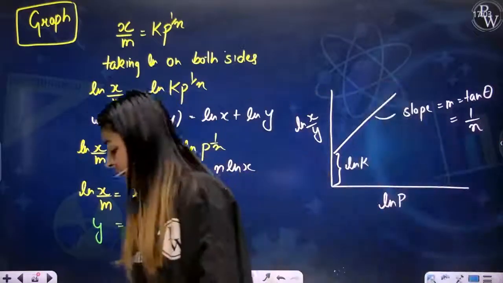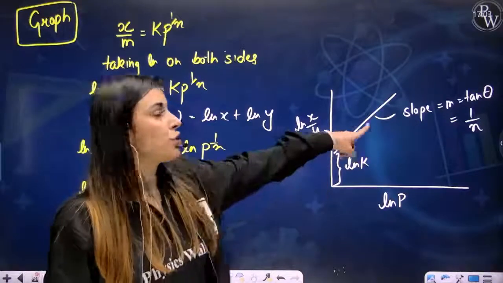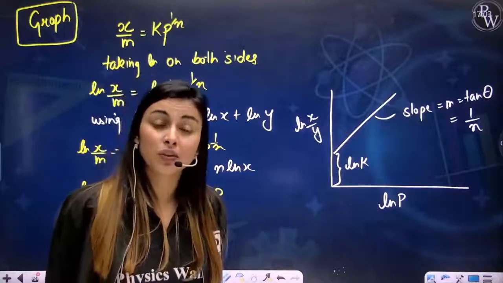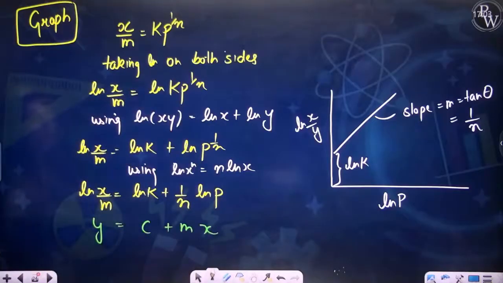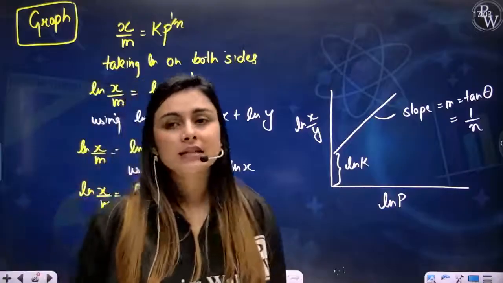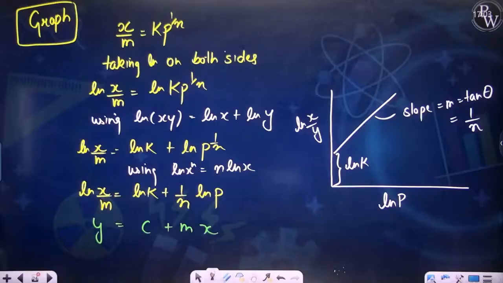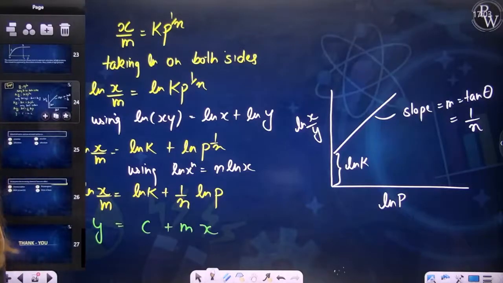So whenever you are given a plot of ln of x upon m versus ln of p, the slope will give you the value of 1 upon n, and eventually you will understand at which point in the graph you are. Yes. So this is how we understand the plot. I hope you're clear with this. This is something very important, my dear students. Please note it down. Questions are generally asked from this particular part. I hope you've written it.